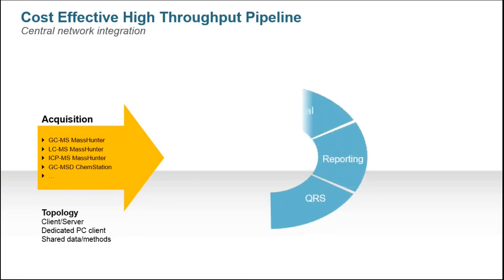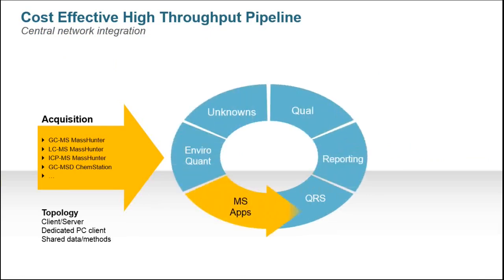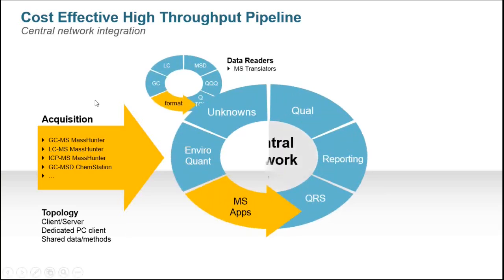say that the cost-effective high-throughput pipeline that I've talked about with the central network integration has acquisition on the front end, a topology of client-server with a dedicated PC client sharing data and methods with a central network. I talked about the network attached storage. There is a compliant solution for mass spec with the ECM. That would be a better fit if you're in a more regulated environment like pharma. And the tools that surround that, I focused on EnviroQuant.